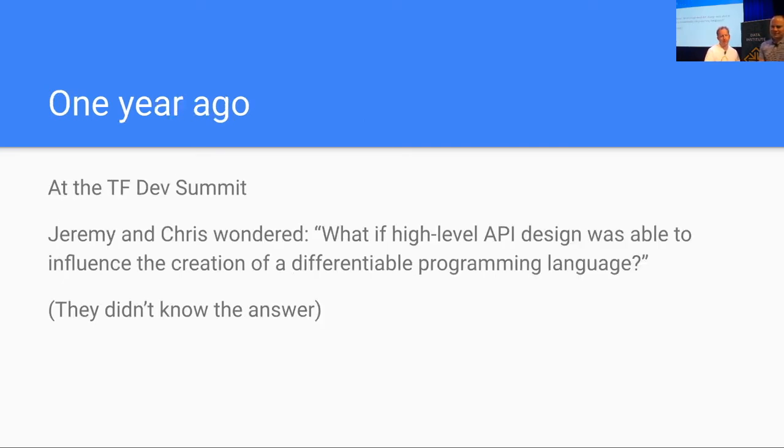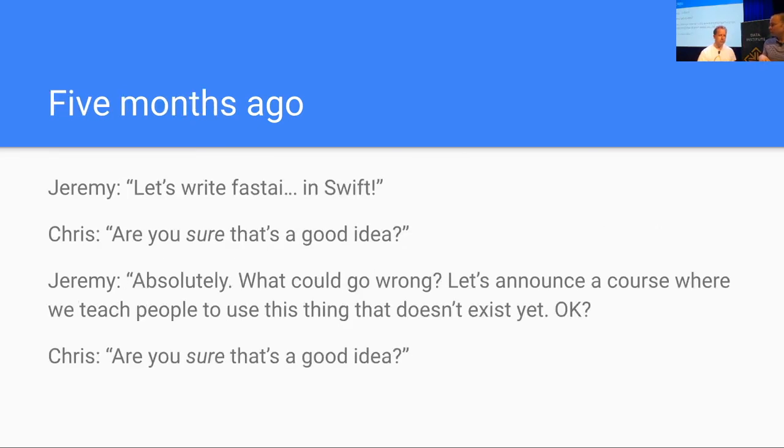So then 12 months ago, we started asking this question of what if high-level API design actually influenced the creation of a differentiable programming language? What would that mean? And so to me, one of the dreams is when you connect the building of a thing with the teaching of a thing with using a thing in reality. And one of the beautiful things about fast.ai is pulling together both building the framework, teaching the framework, and doing research with the framework.